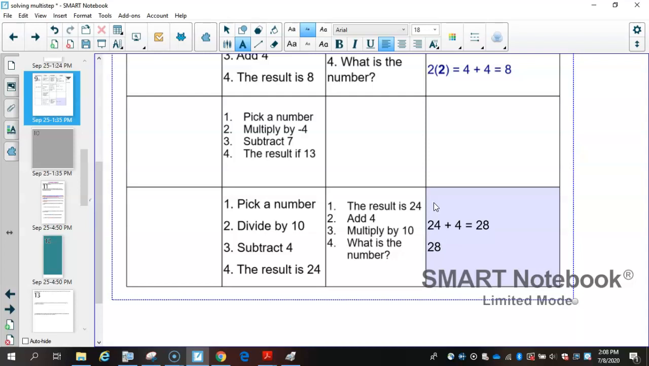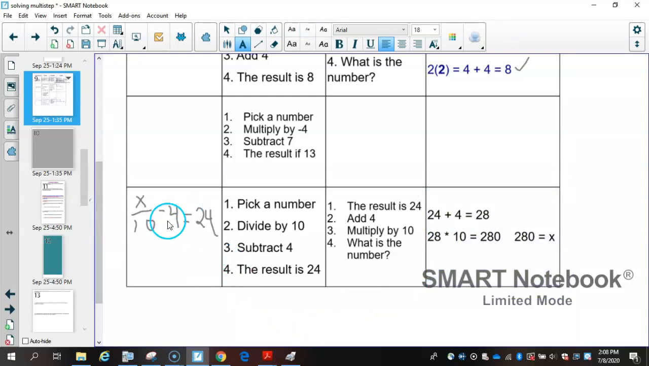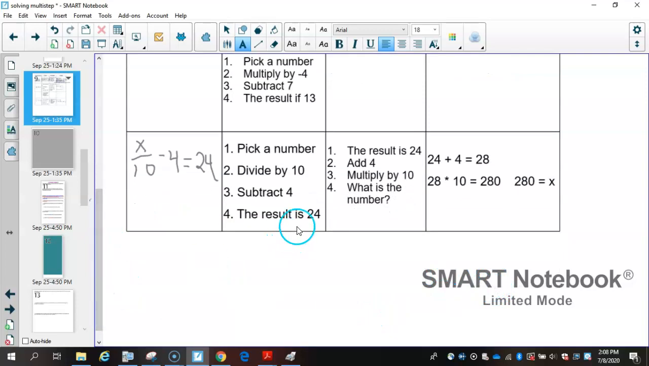From there, we are going to now multiply by 10, and that gives us 280. So it's saying 280 is our variable or our solution. Now let's double check that with our original equation. Let's see if I can move this down. There we go.